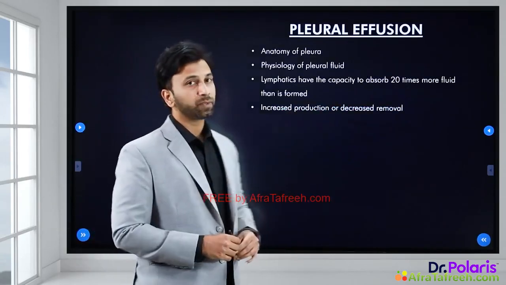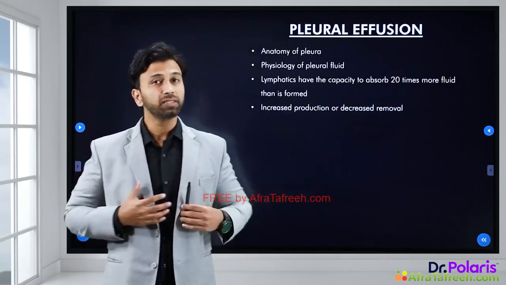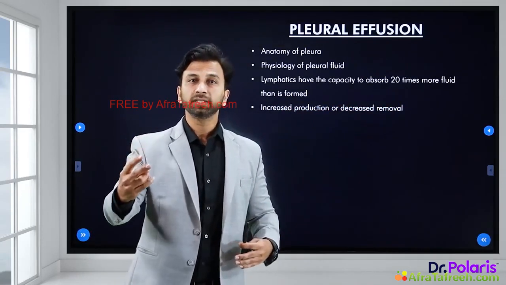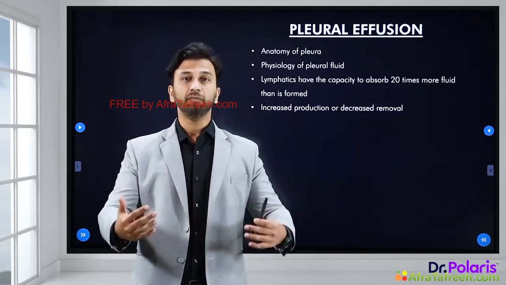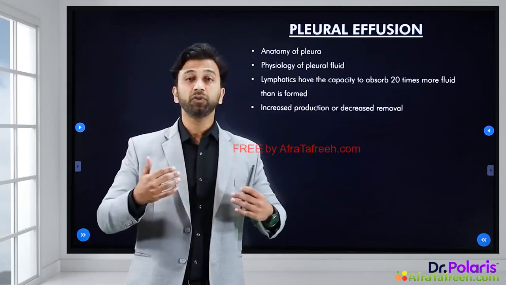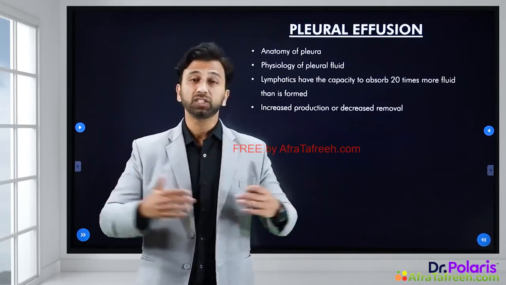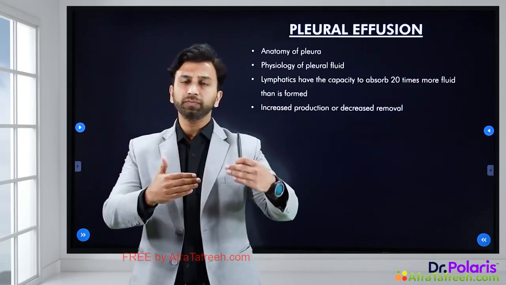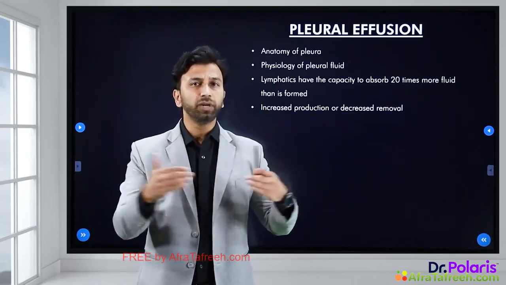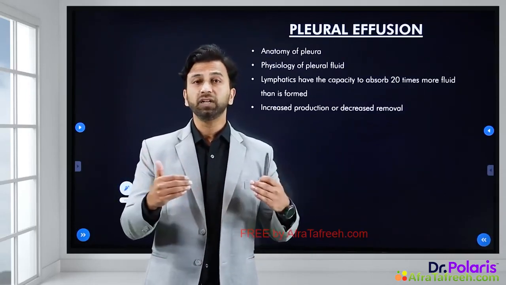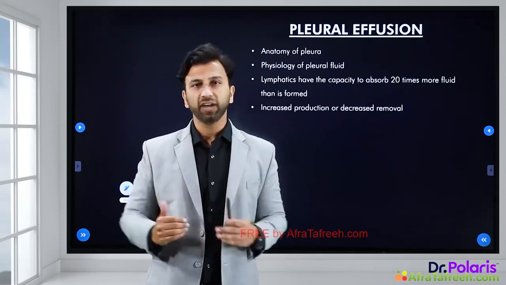Now, pleura is a space between the lungs and the chest wall. This pleura has two layers, a visceral pleura and a parietal pleura. Visceral pleura is on the lung side and the parietal pleura is on the thorax, that is the chest wall side. Between the visceral pleura and the parietal pleura, there exists a small amount of fluid called pleural fluid. The amount of the pleural fluid is generally less than 25 ml.